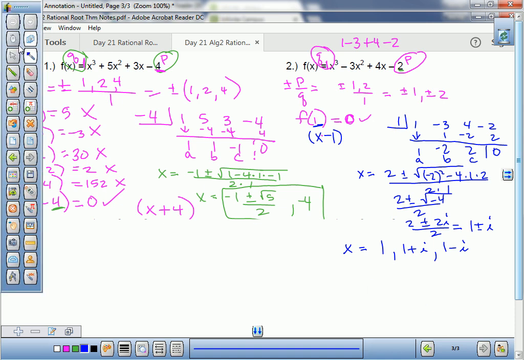Wait, why is it 2i, not 4i? Negative 4 breaks up into 4 times negative 1. The square root of 4 is 2, and the square root of negative 1 is i.